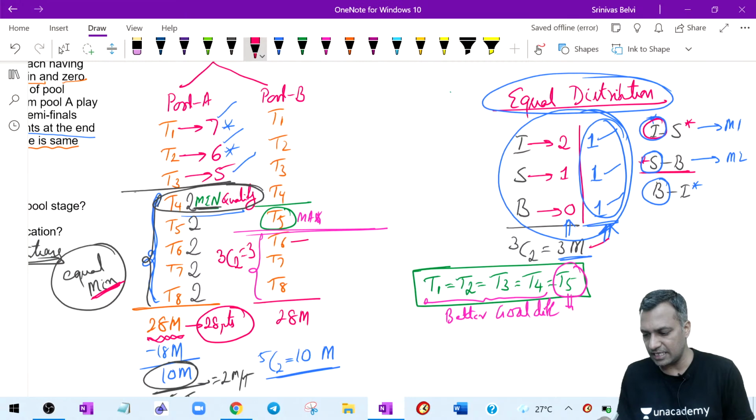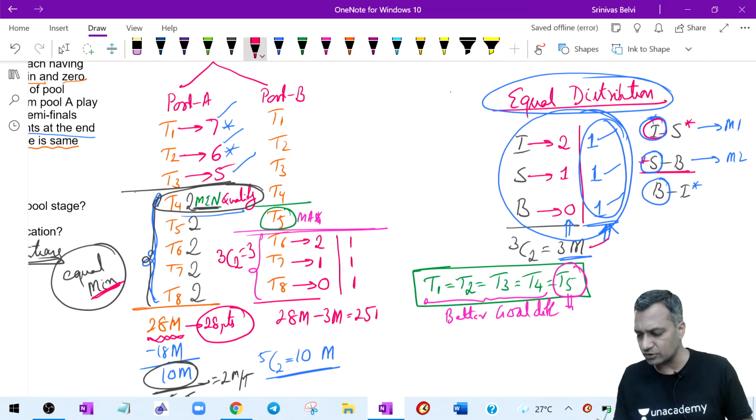It is possible that team 6 has won both the matches. Team 7 has won one match. Team 8 has won 0 matches. You may disagree. You may say that no, sir, all of them have won one match. Whichever way doesn't matter to me. Three matches are over. How many matches are left now? 25 matches are left. Now these 25 matches I am distributing among the top 5 teams equally. Therefore 5 matches per team.